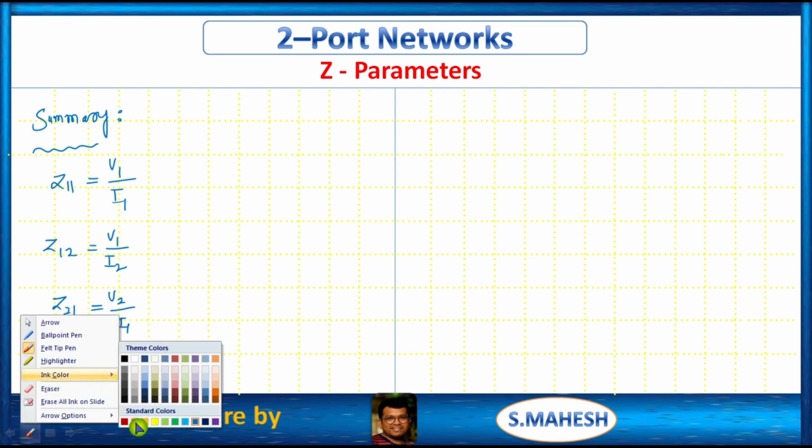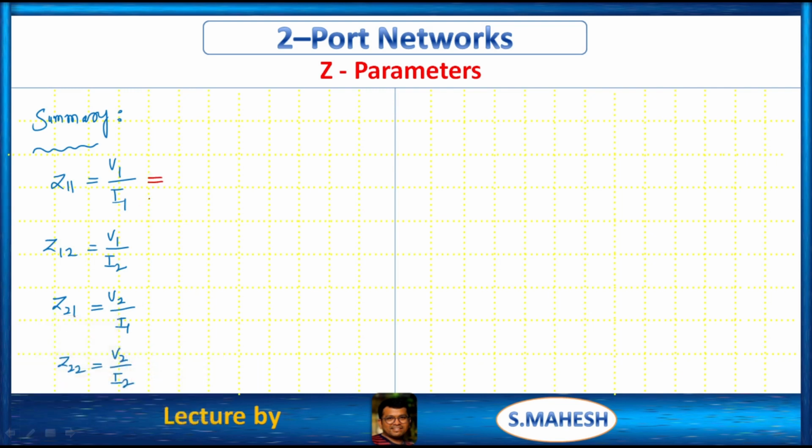Then the names of these: Z11, V1 by I1, is nothing but the input driving impedance. Like that, Z12 is input voltage by output current, that is the reverse transfer impedance. Why is it reverse transfer? Because the current is the output current, that's why it should be named reverse transfer impedance.